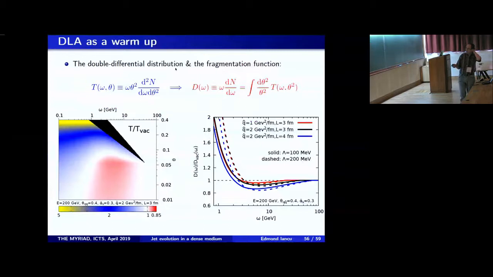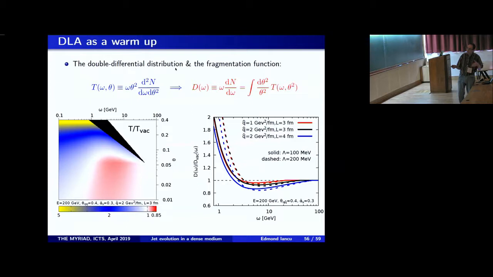That was our original calculation, which was done in a double logarithmic approximation, so that we had analytic results before having the Monte Carlo. I will not discuss that. That's a double distribution of gluons in the phase space, in omega. So this is the Lund plane, and this is a distribution of gluons in energy and angle, as computed in the presence of the medium and divided by the vacuum distribution.